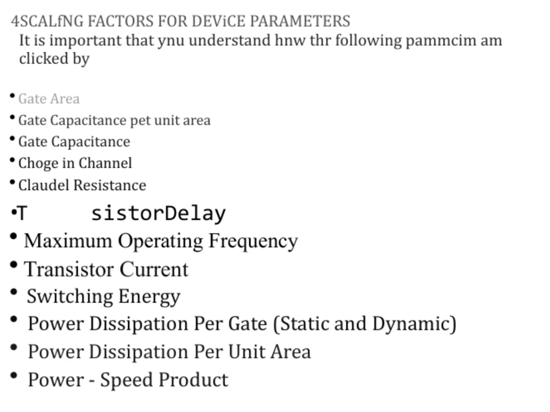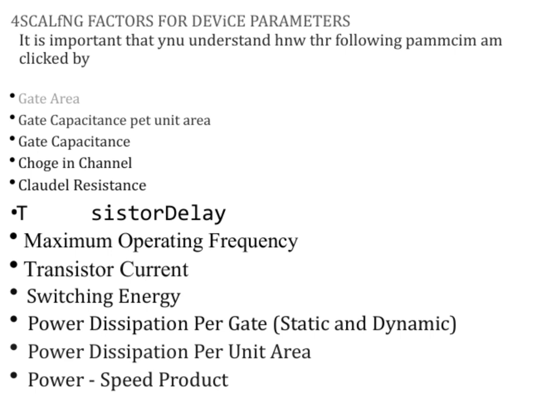Next, changes in the channel affect the channel resistance, which influences the transistor delay. Lower resistance means faster switching speeds. We also need to consider the maximum operating frequency, which is the highest speed at which the device can reliably function. Transistor current is another vital factor, as it impacts how much current flows through the device, affecting overall performance.